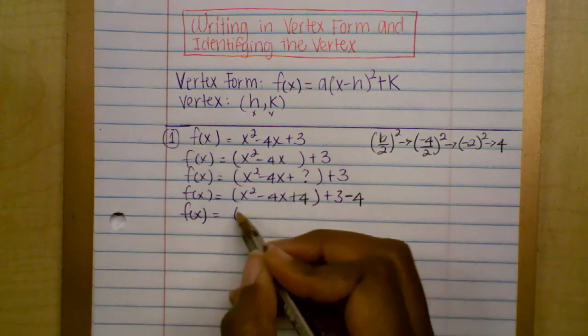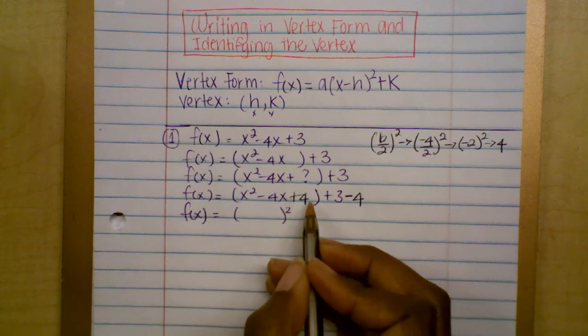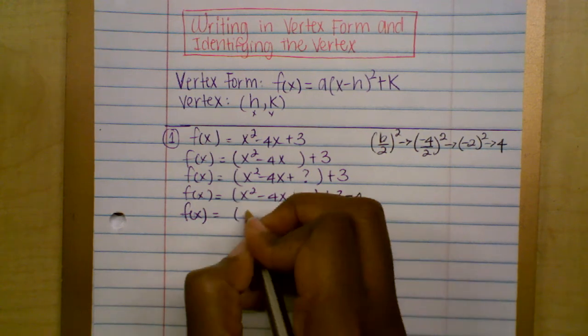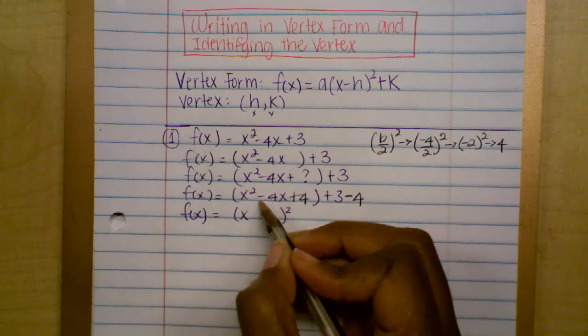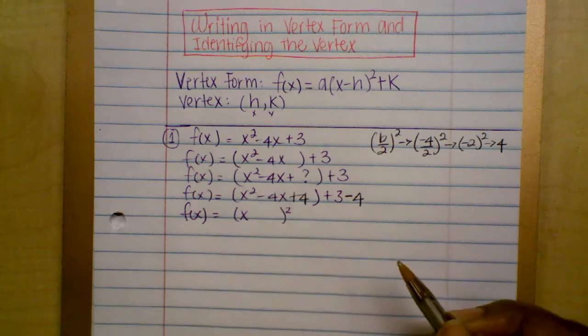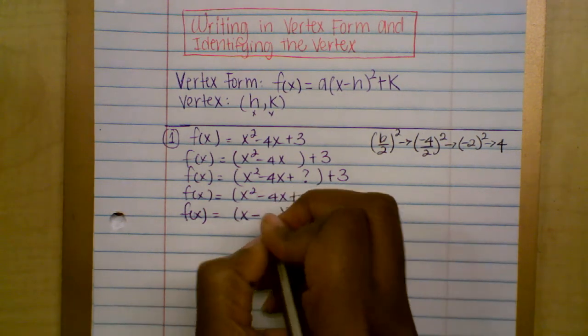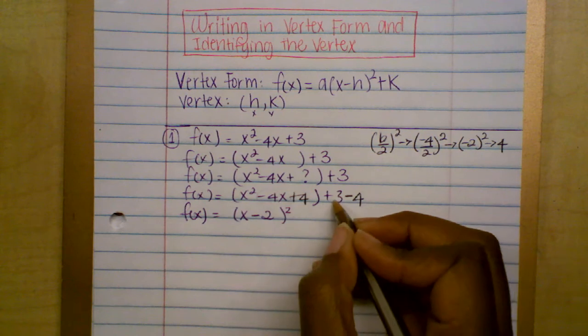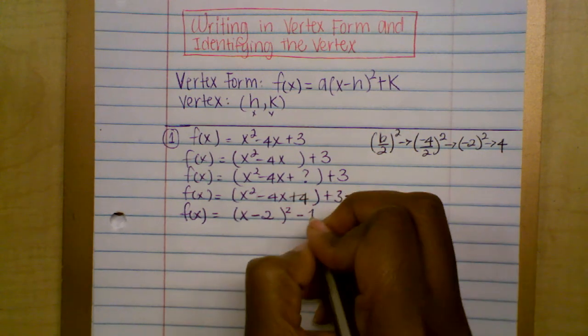Okay, so how do I write this perfect square trinomial as a square? You start with x, and you take half of b. B here is negative 4. Half of negative 4 is negative 2. And you square it, and positive 3 minus 4 is negative 1.